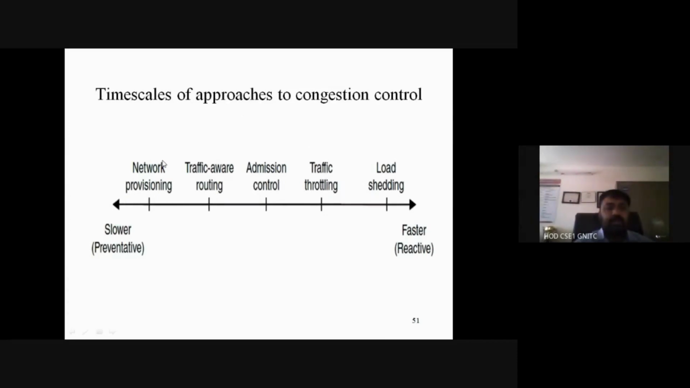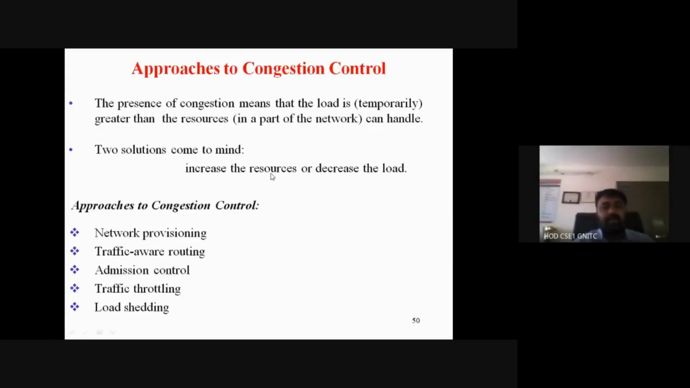We have seen network provisioning is always not possible to have more number of resources. Only two things we can do: either increase the resource or decrease the load, to control the congestion. Increasing the resource means you have to provide as many resources as are enough to control the congestion. That is not possible because sometime or other time all resources cannot be used. They will be idle. So it is not cost effective.